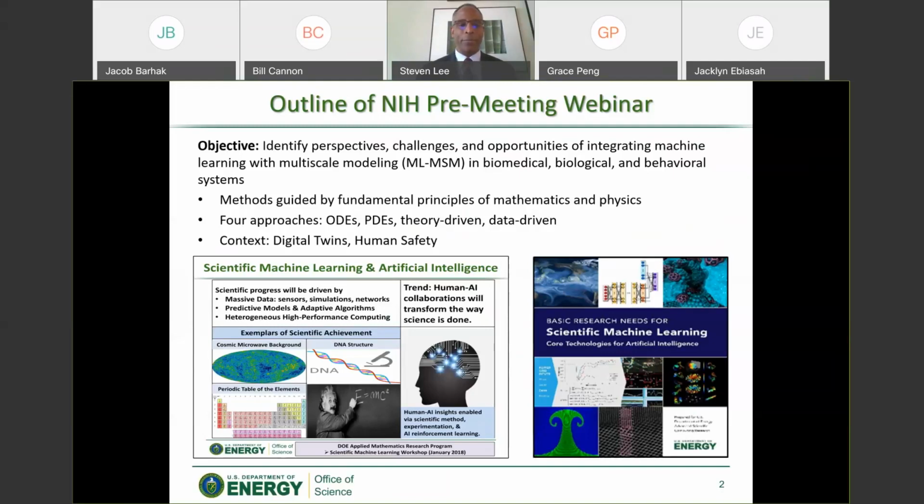The idea there is that scientific progress is being driven by three factors. One is massive data, simulations and networks. The second is the use of predictive models and adaptive algorithms, and also the use of heterogeneous high-performance computing. The thought was that by putting a stronger foundation underneath scientific machine learning, you could end up with better ways for humans and AI to collaborate to get science done. That's what I'm going to summarize in this presentation this afternoon.